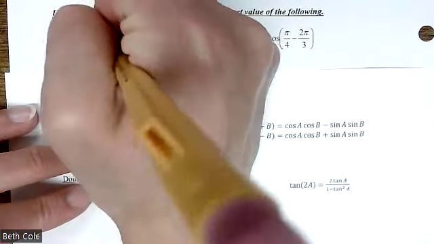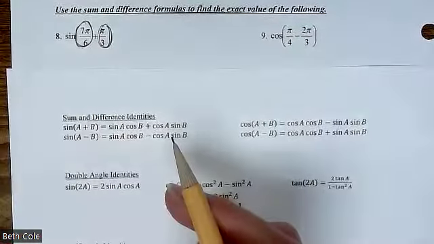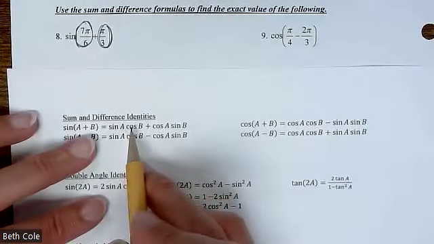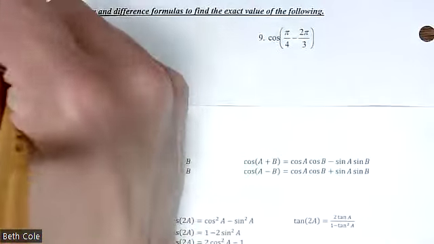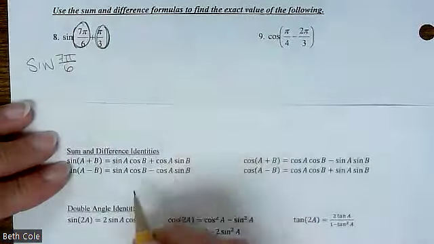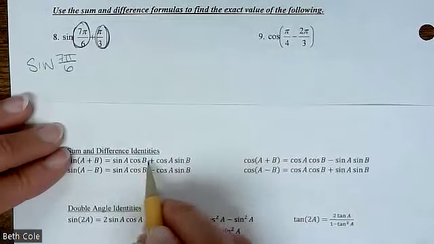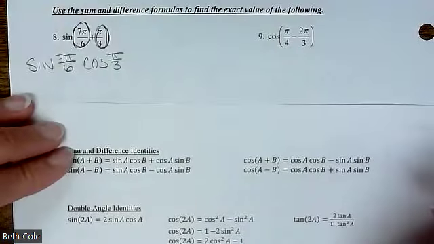Okay. A is going to be the 7 pi over 6. B is going to be the pi over 3. So let's just read. When you have a formula sheet, you just basically have to read it. So it would be sine of A, which is 7 pi over 6. So sine 7 pi over 6, cosine of B, which is pi over 3.